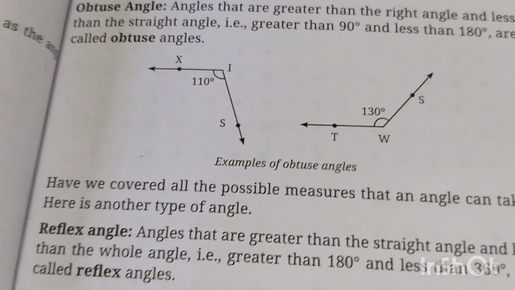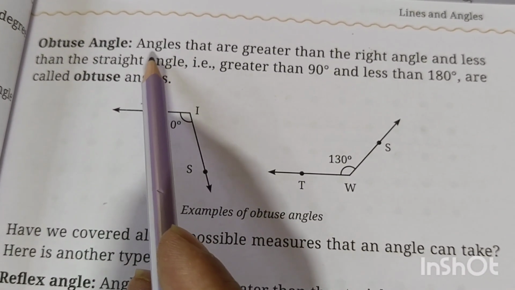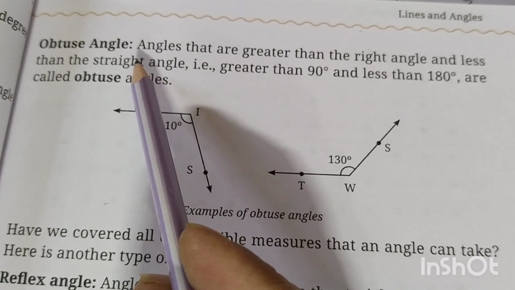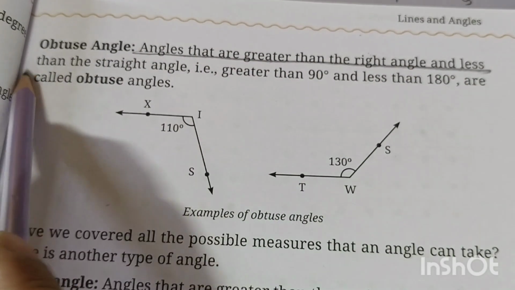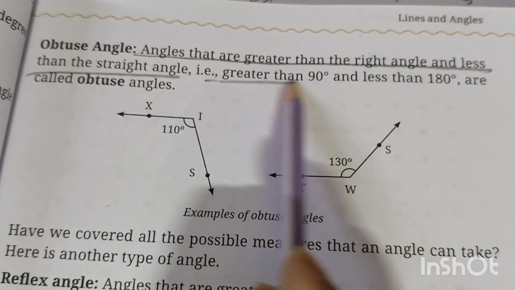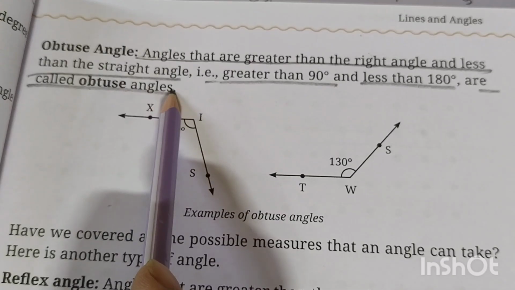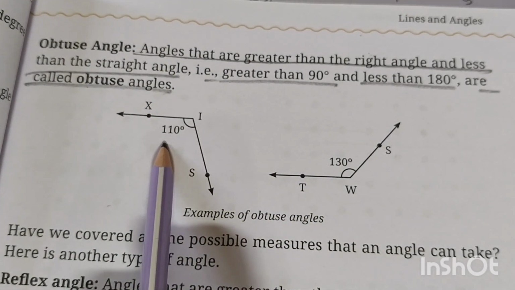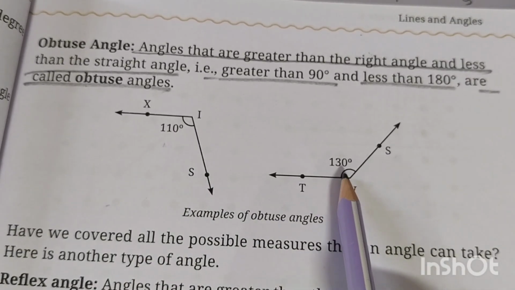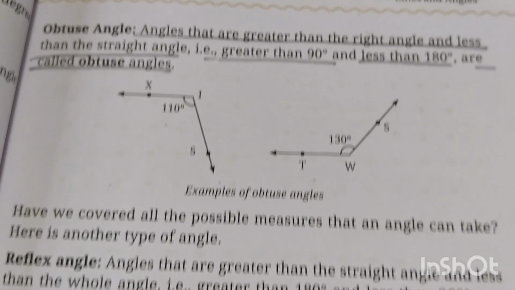Now what about obtuse angles? Angles that are greater than the right angle and less than the straight angle, that is greater than 90 degree and less than 180 degree, are called obtuse angles. For example, this is 110, greater than 90 but less than 180. 130 degree, greater than 90 but less than 180 degree. So these are obtuse angles.